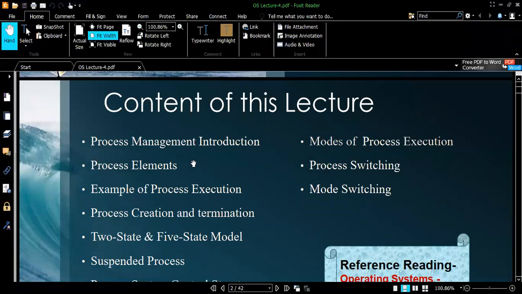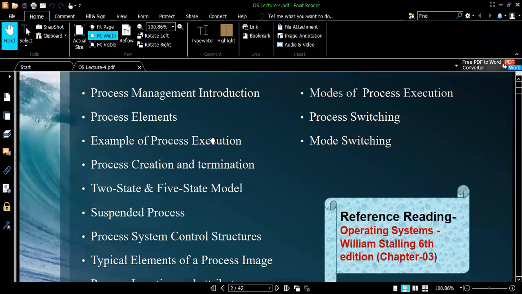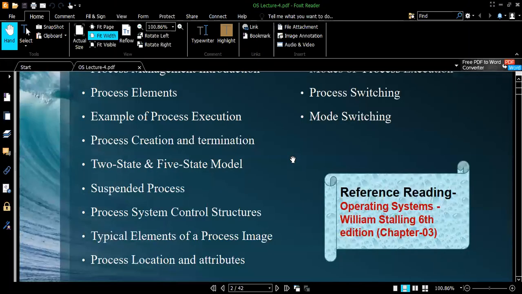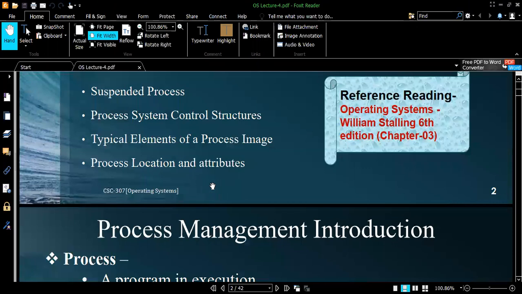We'll talk about the process elements, an example of process execution, process creation, termination, different state models of a process, mode switching, process switching, and then modes of process switching, and so on. Okay, so let's go one by one.